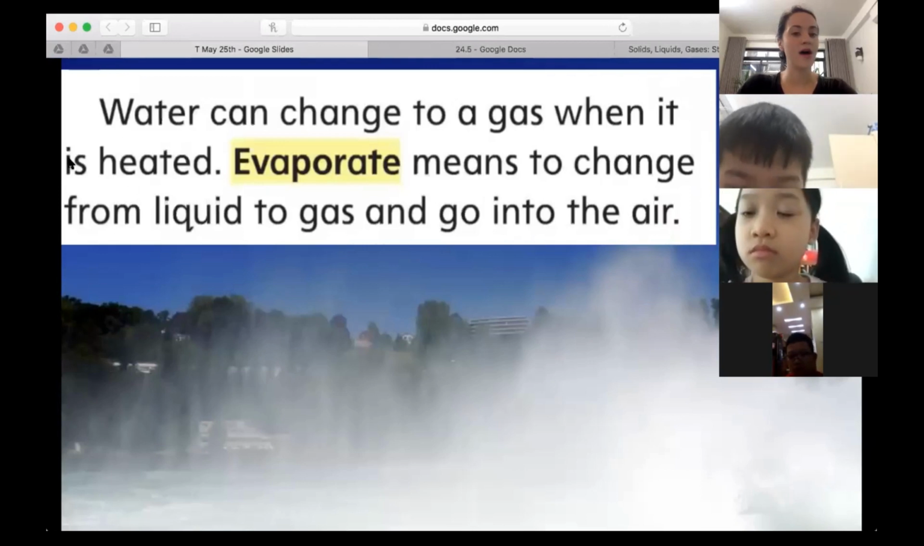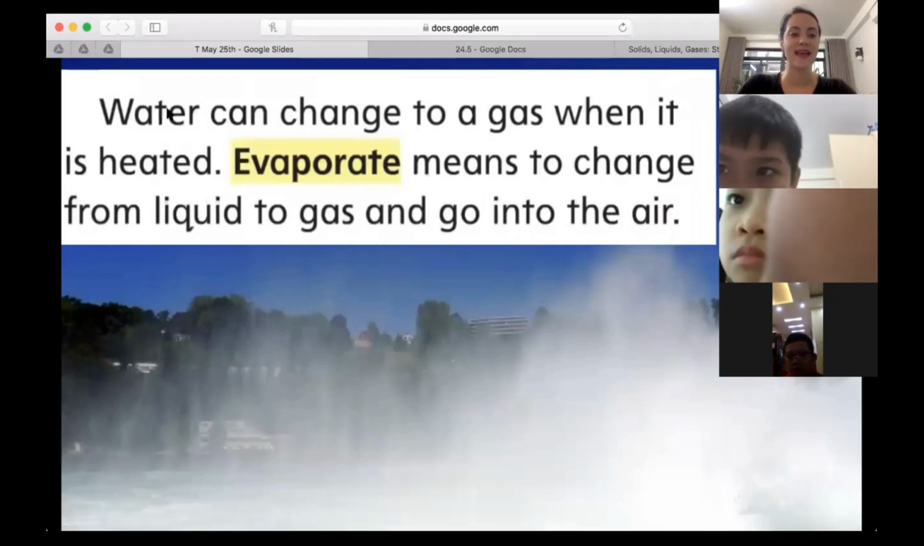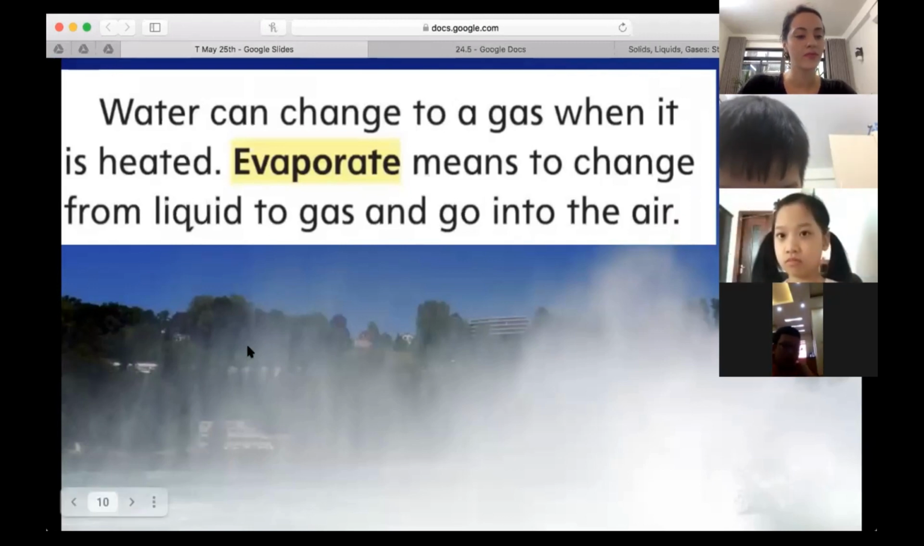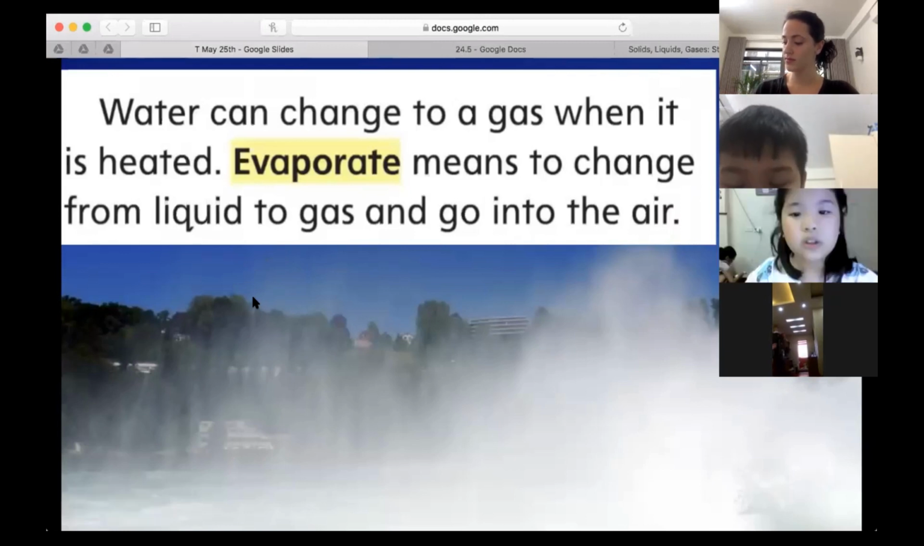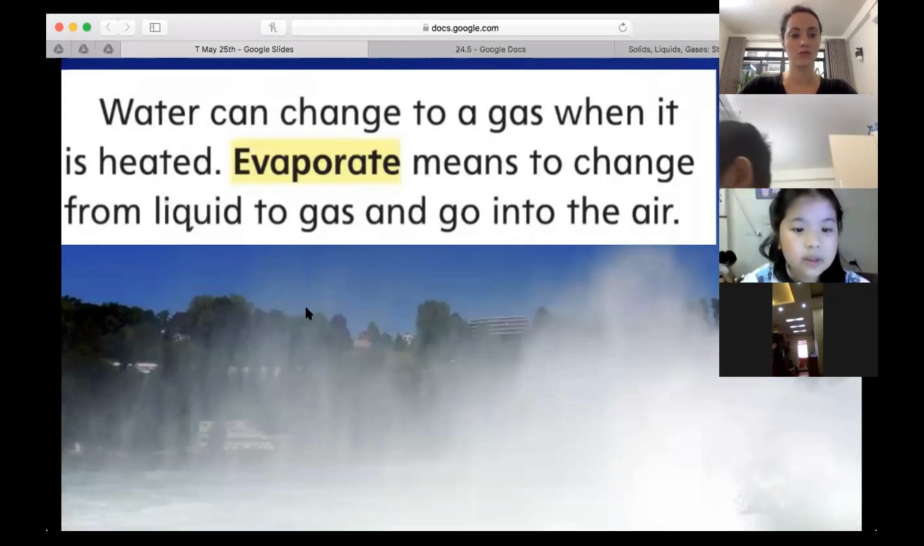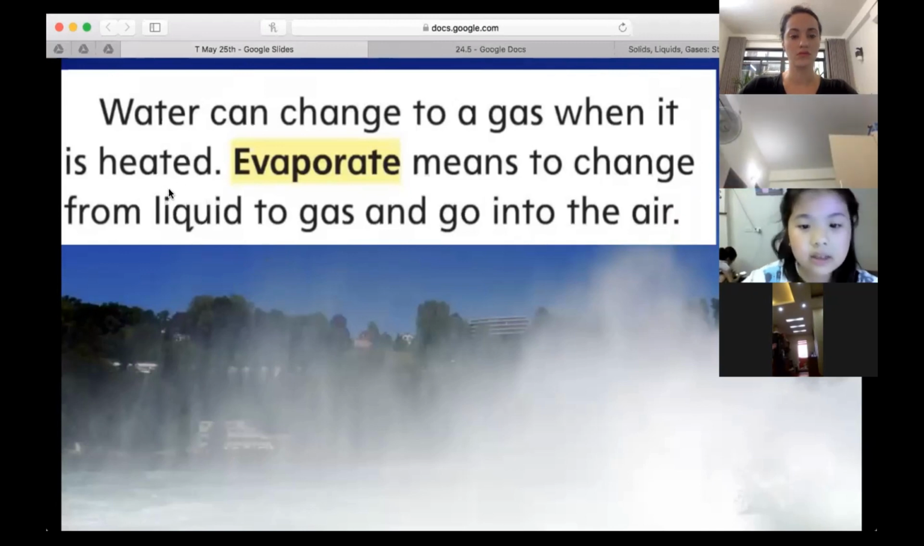All right, guys, we're all done with melting. Let's take a look at evaporate. Bunny, go ahead and read this for us. Water can change to a gas when it is heated. Evaporate means to change from liquid to gas and float into the air.